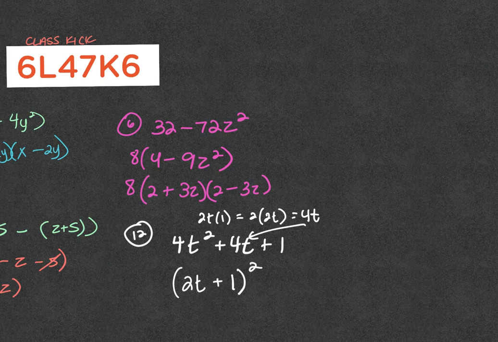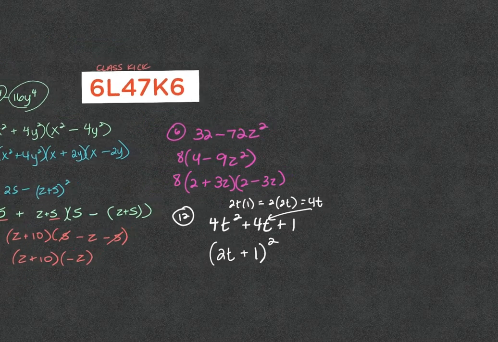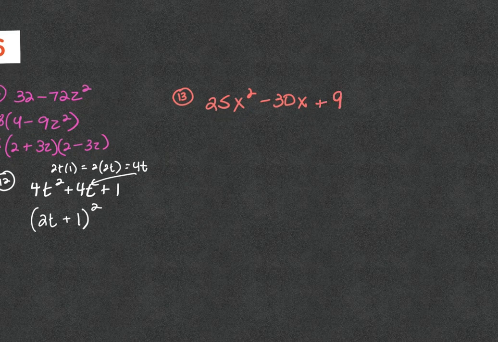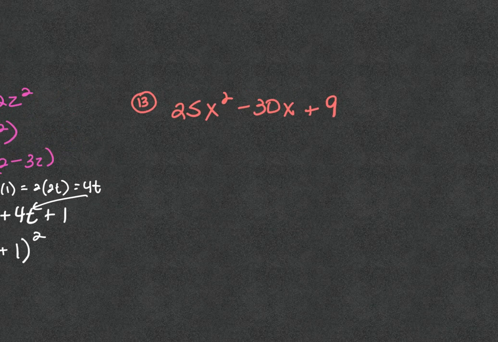Any other questions from the web assigned homework? Keep going. Could you do number 13? 25x squared minus 30x plus 9? Yeah. Okay, so again, 3 terms. Nothing in common to factor out. First and last are perfect squares. So I'm going to test it first for the perfect square trinomial.